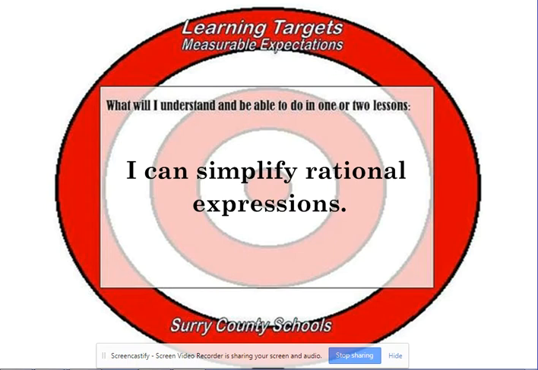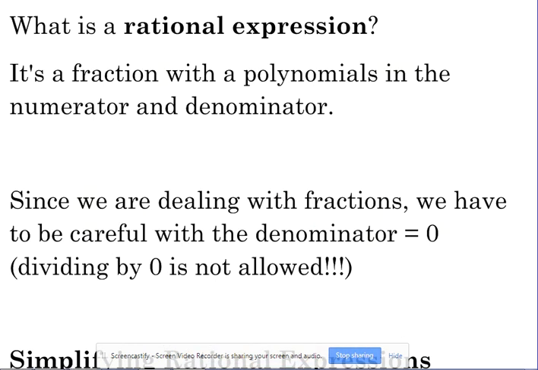Rational expressions. Okay, simplifying rational expressions. Rational is probably a new word to us. So let's start with the definition of a rational expression. The basic definition is that it's a fraction with polynomials in the numerator and the denominator. Rational, root word being ratio. Ratio should make you think fraction. So a rational expression is a fraction with polynomials in the numerator and denominator.